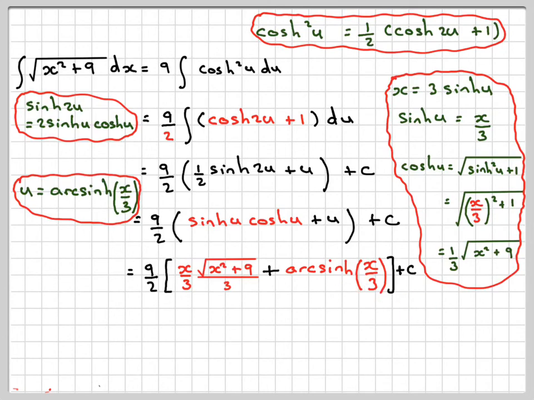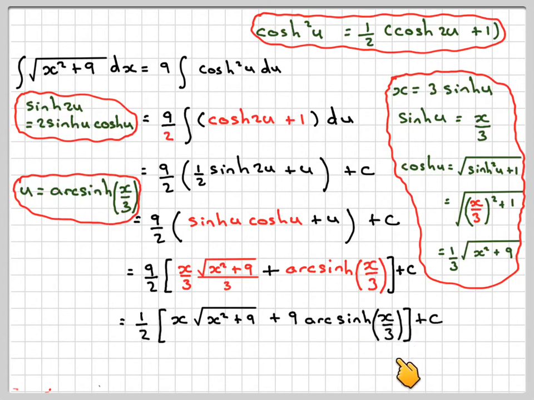Right, just one last step now. 3 times 3 makes 9. So that 9, if I take it out, will cancel with that 9. I'll still get a half in front, but I will have to put a 9 here. So the final answer will be 1/2 of x times the square root of x squared plus 9, plus 9 arcsinh x over 3, plus c. So it's quite long and involved, this question.